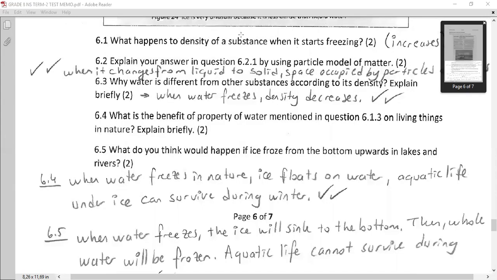And what is the sample answer that I wrote? When water freezes, density decreases, or the statement in the text is 100% correct.